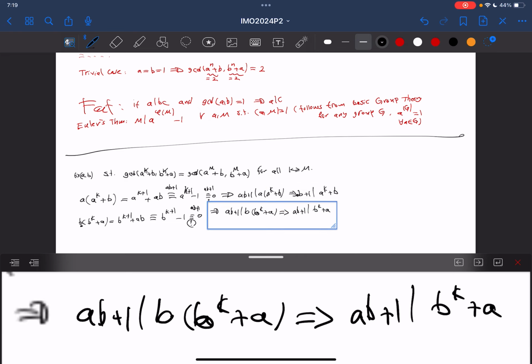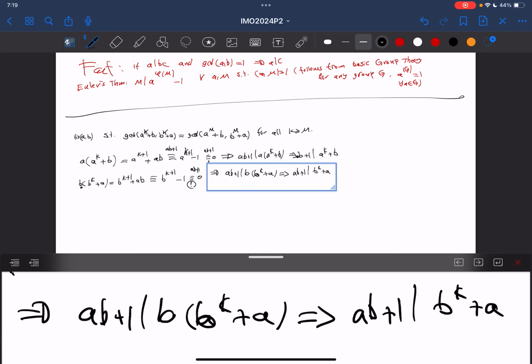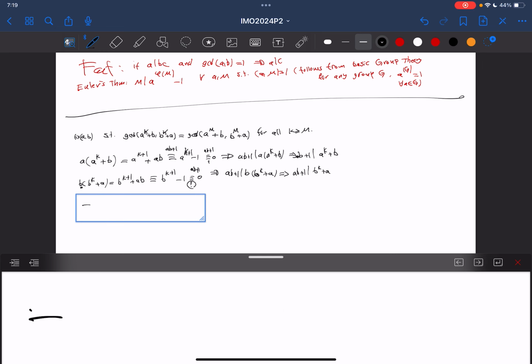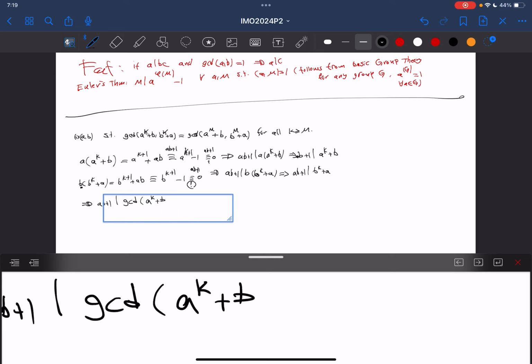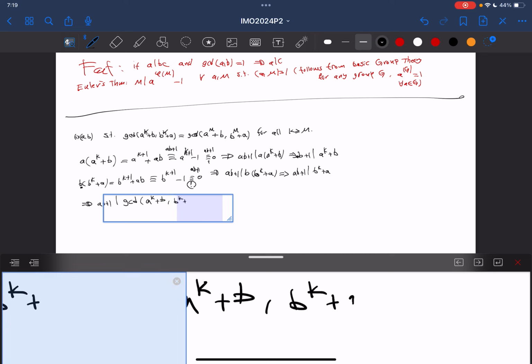So this is kind of interesting. Why? Because this basically means that ab plus 1 is a common factor of both a to the power k plus b and b to the power k plus a. So this means that this would divide the greatest common divisor of a to the power k plus b and b to the power k plus a.